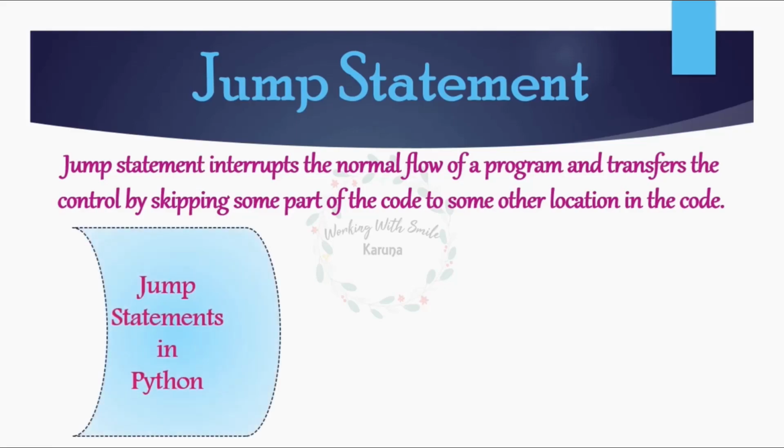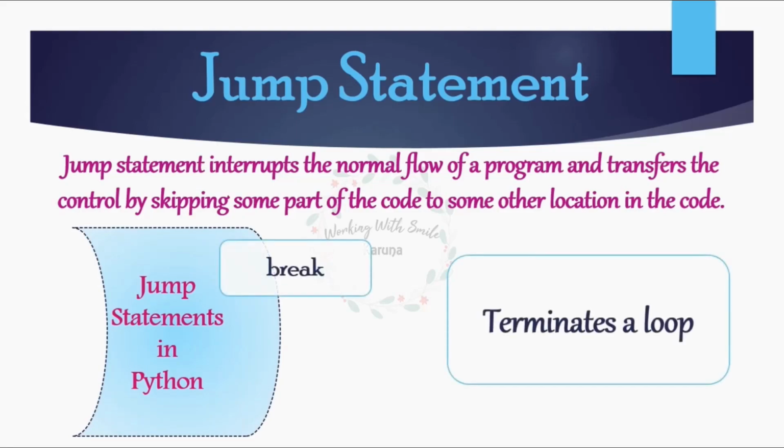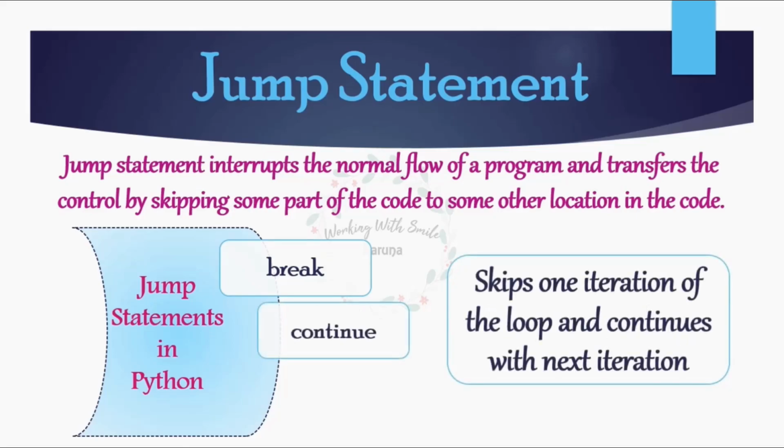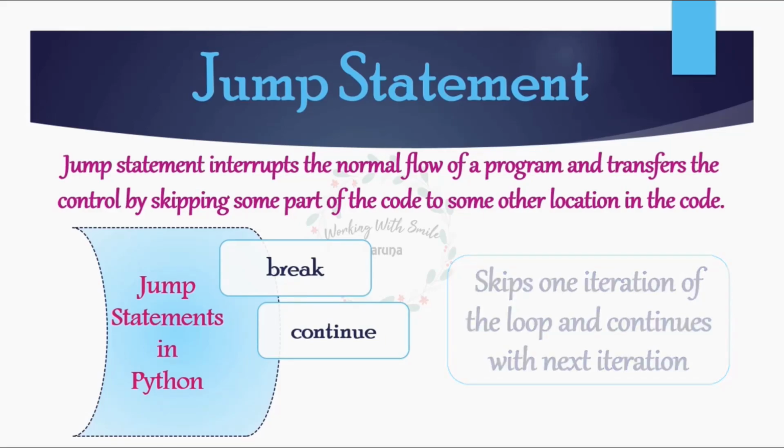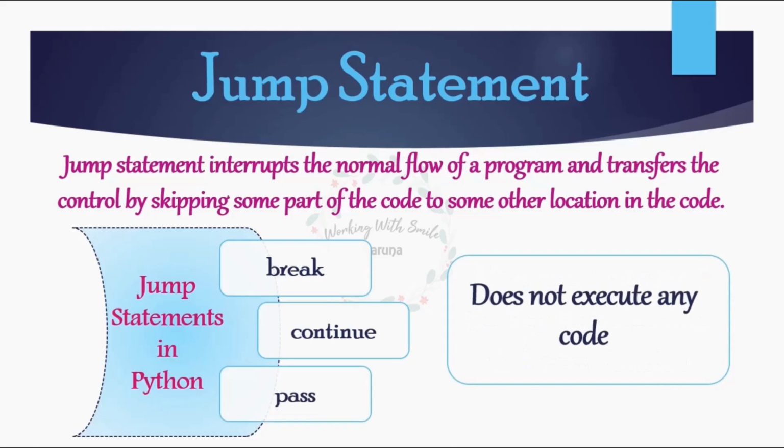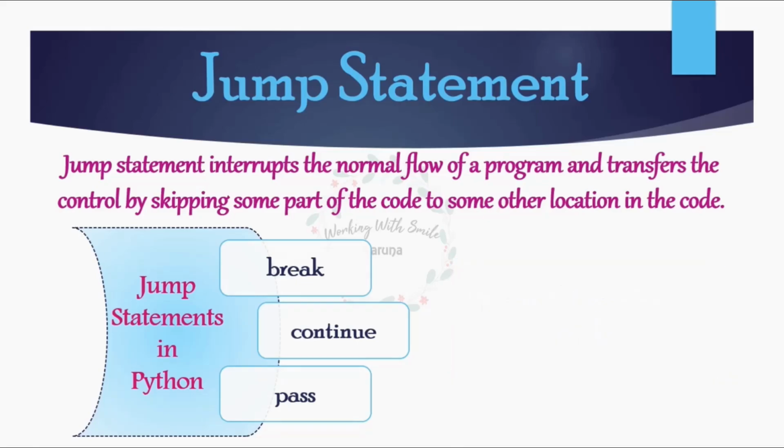There are three different kinds of jump statements in Python. The first one is break, which terminates a loop. Next is continue. The purpose of continue statement is to skip one iteration of the loop and then continue with the next iteration. Pass statement is a little different, which actually does nothing on its execution. Now let's learn about these jump statements in detail.